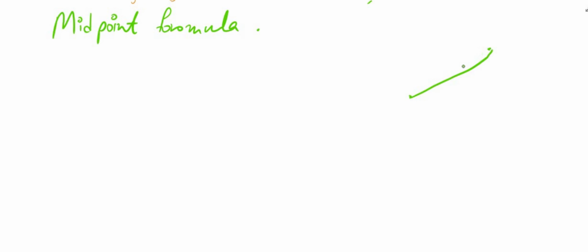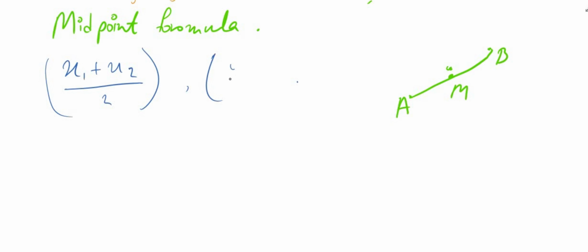Now the midpoint formula. So basically, what is a midpoint formula? This is like the previous one, there are 2 points and what is the midpoint between this line? So for example, A to B, so M will be the midpoint, x1 plus x2 by 2 and y1 plus y2 by 2.